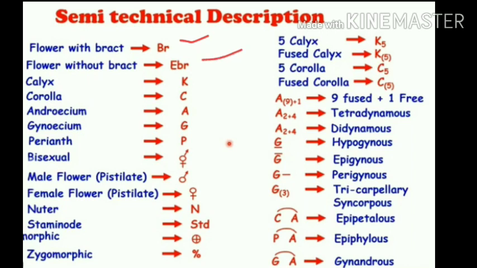A flower consists of calyx, corolla, androecium and gynoecium, as I have told you earlier. These are represented as follows: calyx is K, corolla is C, androecium is A, and gynoecium is G, and perianth. What is meant by perianth? Perianth is the fusion of sepal and petal together, and it is represented with P.